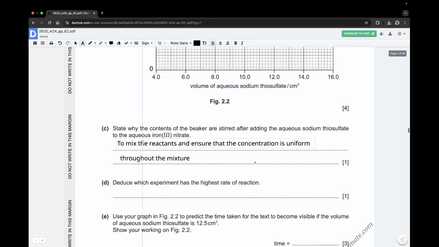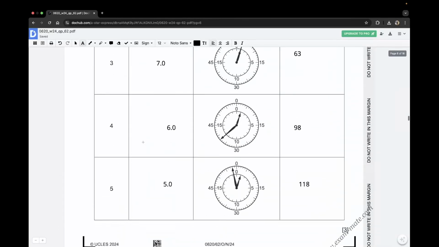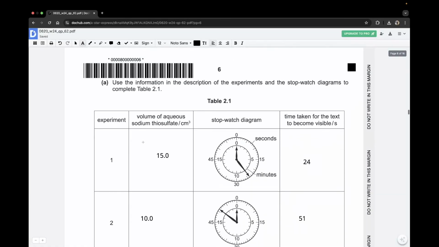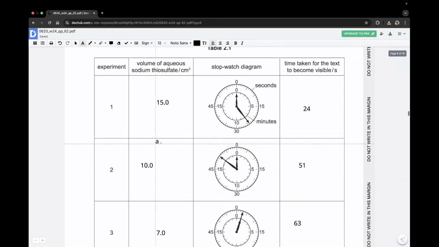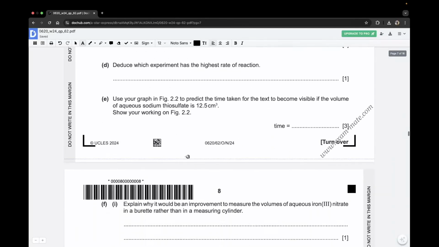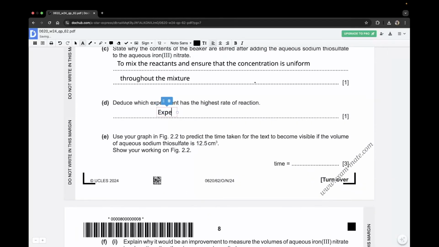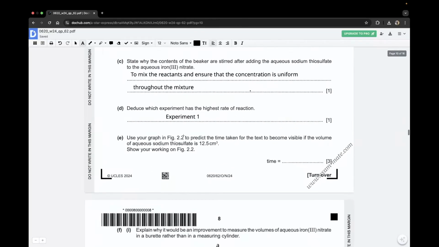Deduce which experiment has the highest rate of reaction. Right, so the time taken is inversely proportional to the rate of reaction. That's a foundational concept, so it is experiment 1. If we are talking about yield or something, then it will be directly proportional.